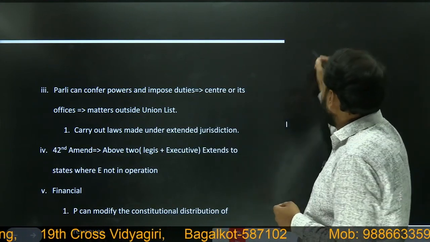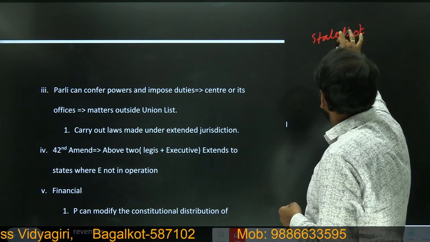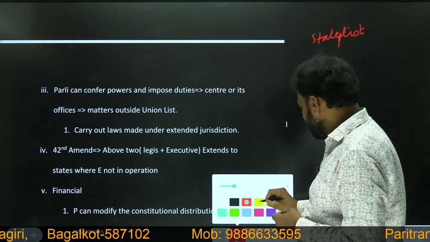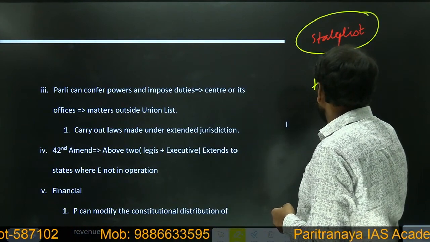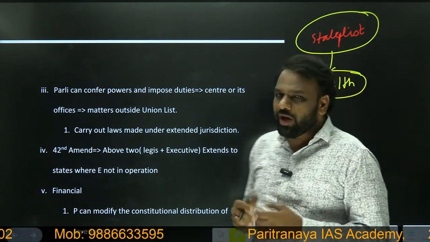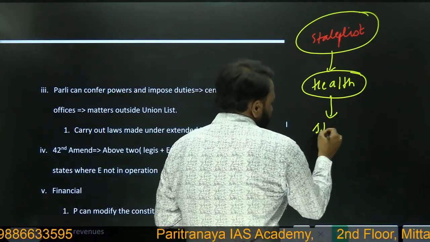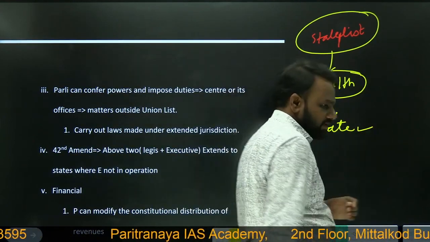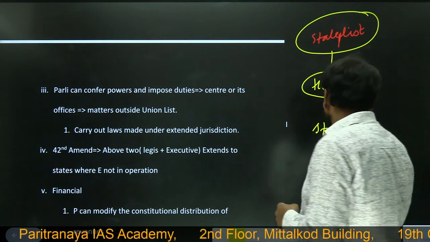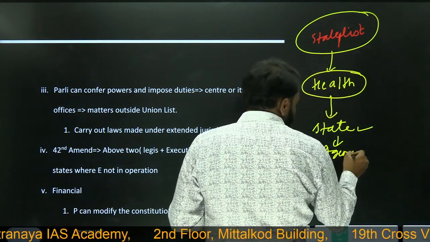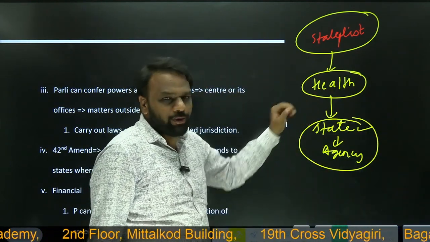So when it comes to executive power, we have seen under the state list, let us consider health as a subject. Who has the power to implement health related aspects? The state can do it. State will do it. But during emergency, Parliament can say that a state authority or state agency will do it normally. Normally, a state agency will implement the health related provisions.